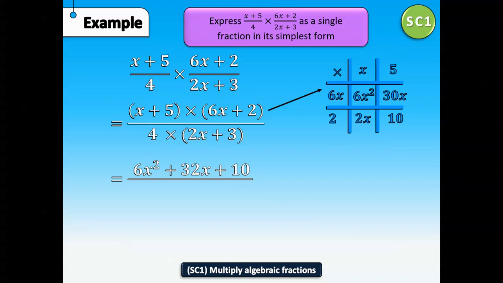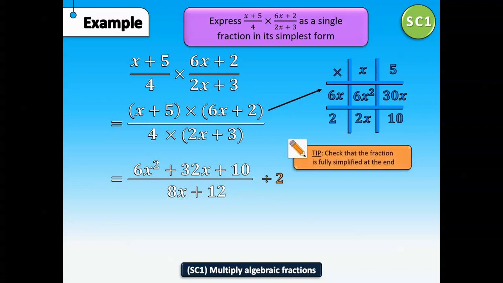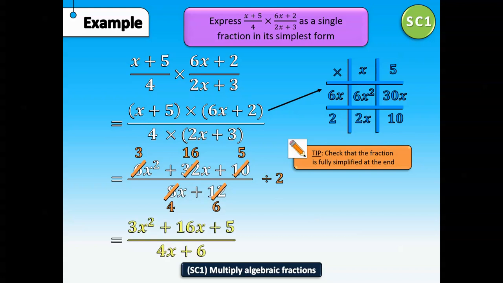And on the bottom, we need to do 4 times (2x plus 3). So we times the bracket by 4, which is 8x plus 12. Now this isn't our final answer because we can divide all of the numbers by 2. So we need to make sure we fully simplify it. So our final answer is (3x squared plus 16x plus 5) over (4x plus 6).